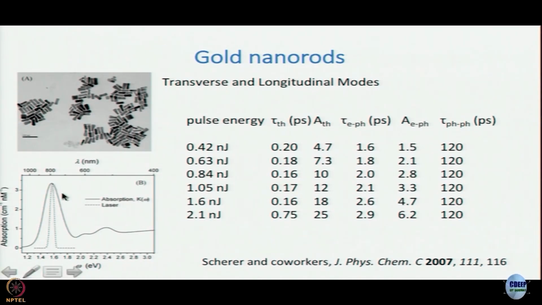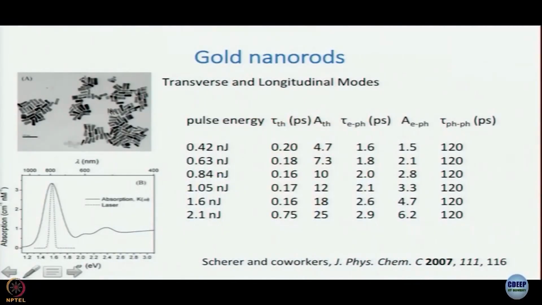the longitudinal mode. It is at about 800 nanometer, 1.6 electron volt, and here you have the transverse mode around 2.3, 2.4 electron volt, something like 500 nanometer. So, 500 nanometer roughly is what you get for spherical nanoparticles, right. So, that more or less matches, because the width is comparable to the diameter of the nanoparticles that we discussed earlier. And here you see a TEM image of these rather good looking gold nanorods.